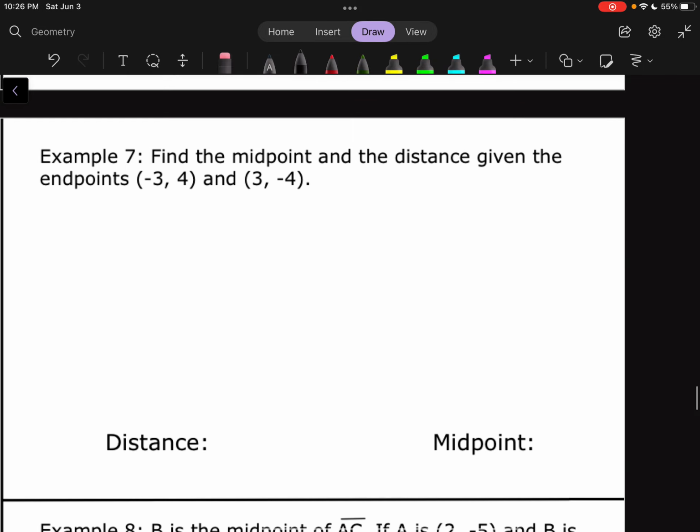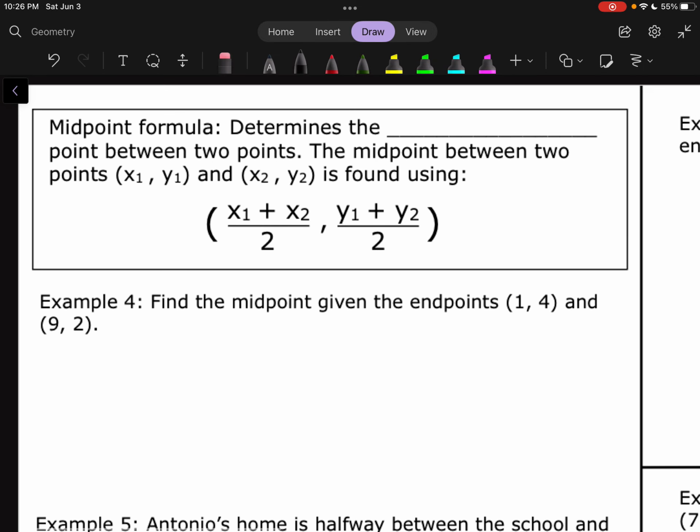Okay, let's go to the inside where we've got the midpoint formula. So the midpoint formula determines the halfway point between 2 points. We know what a midpoint is now, well, hopefully. And this is going to be used to calculate where that is using coordinates. So the midpoint between 2 points, x1, y1, and x2, y2 is found using this formula, x1 plus x2. So you are adding the x values and then dividing by 2. And then y1 plus y2 divided by 2.